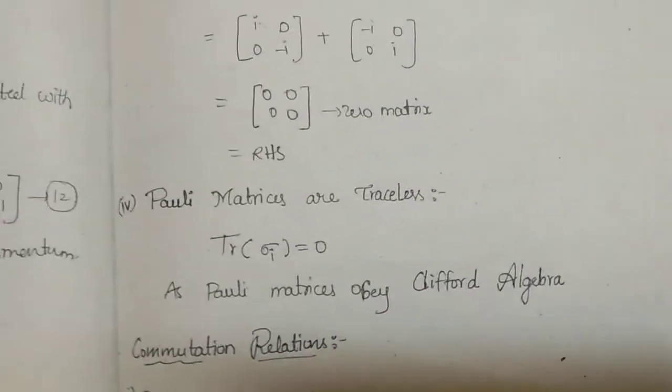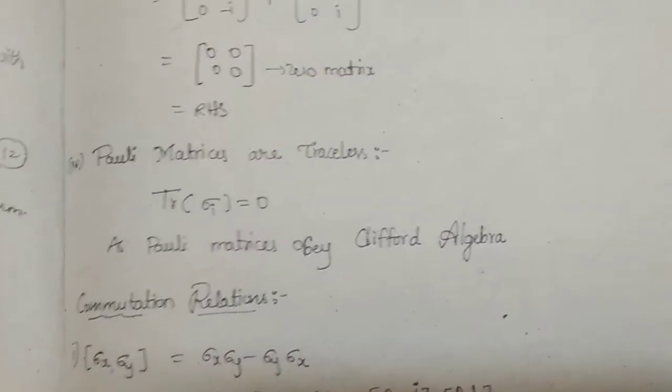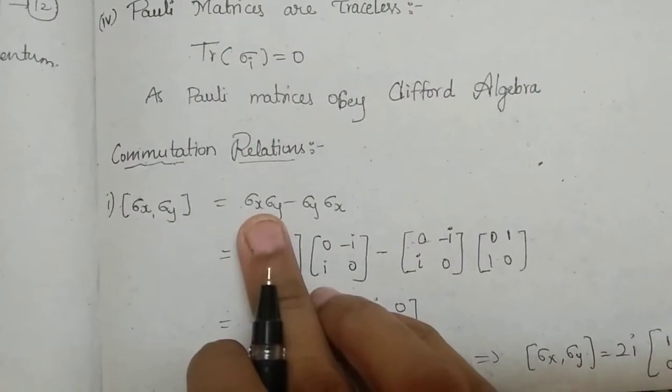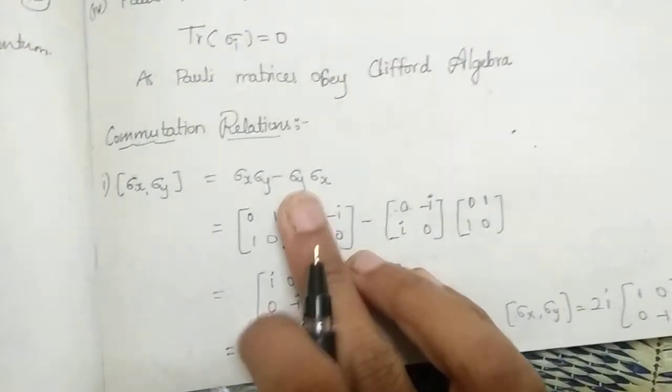So these are nothing but the properties of Pauli spin matrices. Now let's have a look at their commutator relations. That is commutation of sigma x, sigma y. That is nothing but sigma x sigma y minus sigma y sigma x. That is AB minus BA.